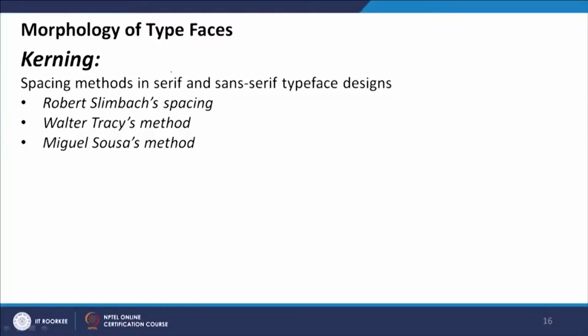This kerning is very important to create the design. Now there are different spacing methods which typography designers use in terms of serif as well as sans serif design. So Robert Slimbach's method, Walter Tracy's method, and Miguel Souza's method of kerning are three of the most important methods. If you want to learn more about this, you can check on the website or on Google. So now we will come to the classification of typefaces.